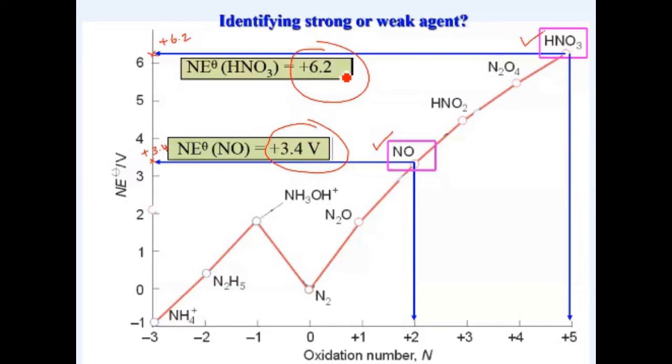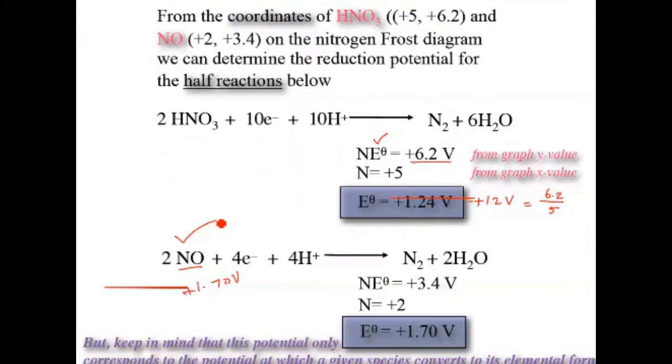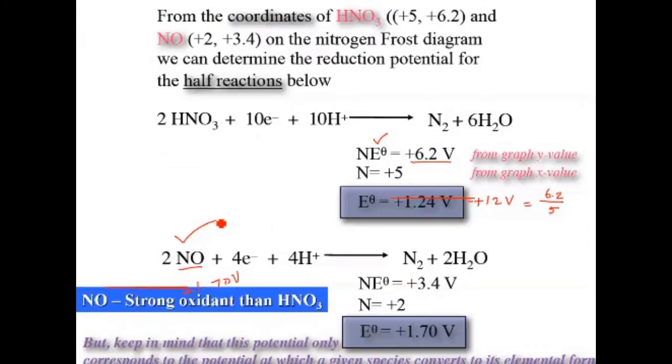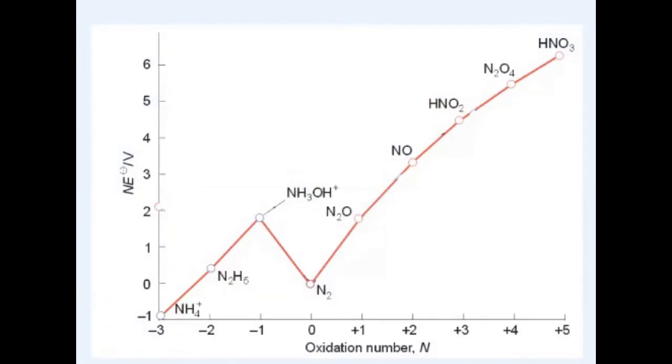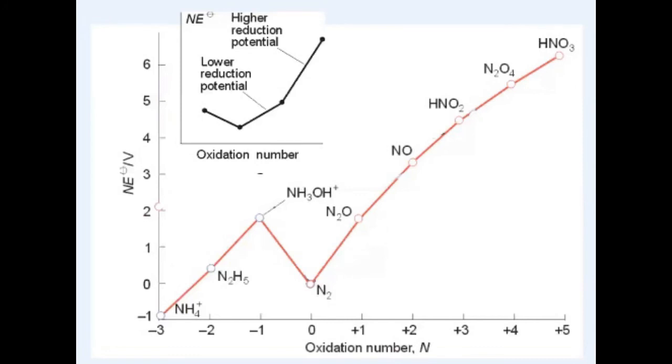So keep in mind which one is the stronger reagent. If you want to know from the Frost diagram, we can say NO is a stronger oxidizing agent than HNO3. These are the pieces of information we can easily decode, because we know Ne versus N is what is plotted. Now there is another important thing I want to ask you. The curve has a different trend in its slope. Who is actually going to have a higher capacity for reduction potential?